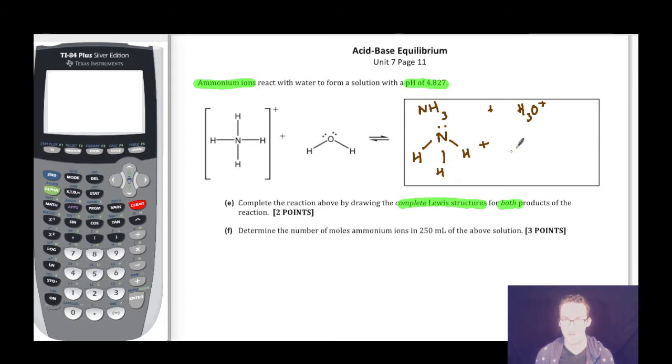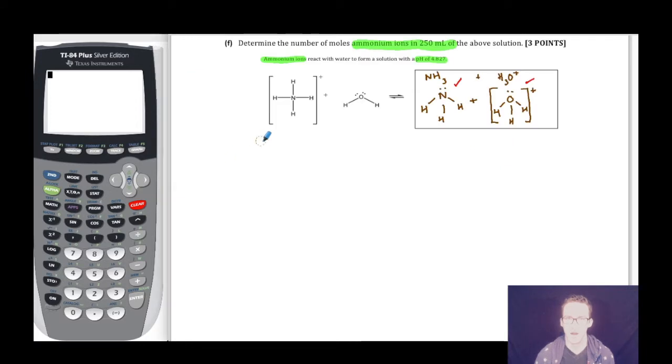And then the hydronium ion is going to look very similar in terms of the geometry. Don't forget to encompass those Lewis structures that are ions, like the hydronium ion, in parentheses and include its charge outside of it. So that's it for this one. You get a point for drawing the correct Lewis structure for ammonia and the correct Lewis structure for the hydronium ion.